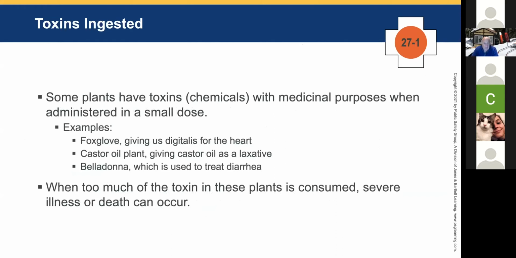Some plants have toxins with medicinal purposes when administered in small doses. An example, foxglove gives us digitalis.